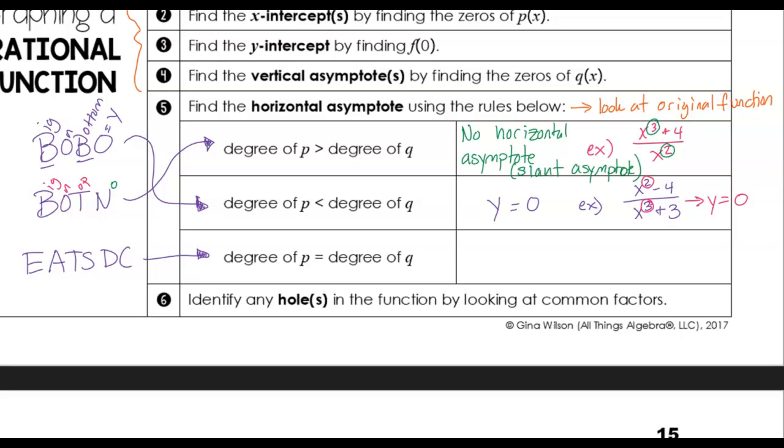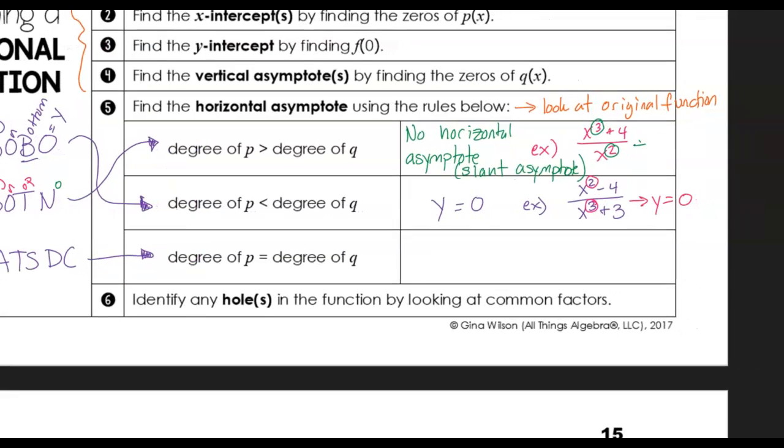Now the last one, I will be super duper impressed. Oh, I didn't finish this problem. Oh my God. Well, I did kind of. Here, because I have a bigger exponent on top than I do the bottom, we say there is no horizontal asymptote.